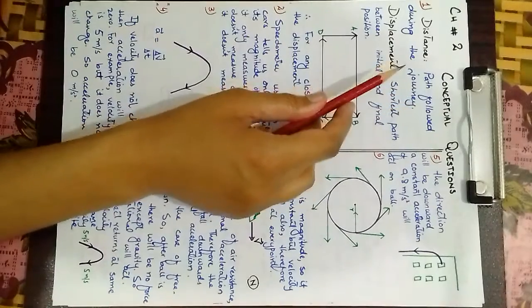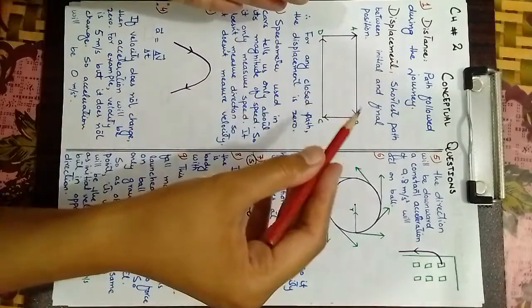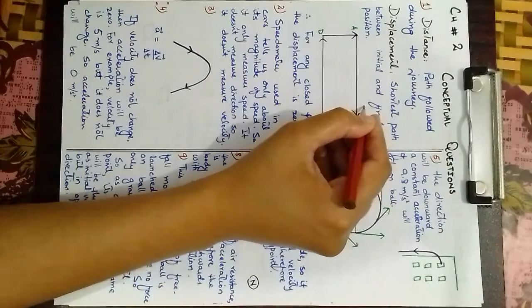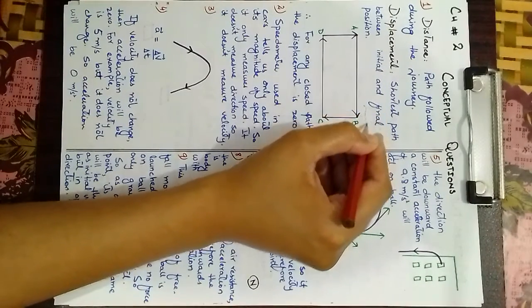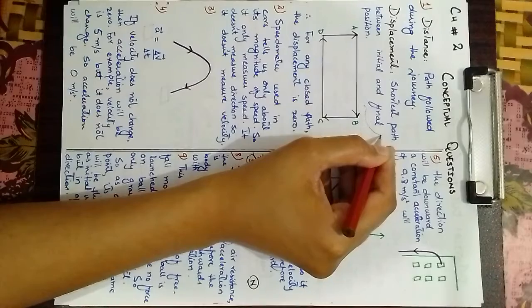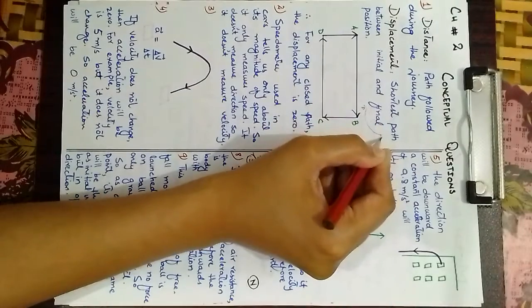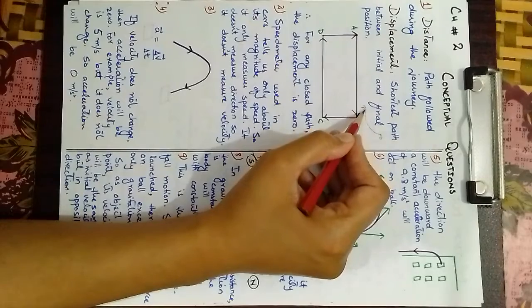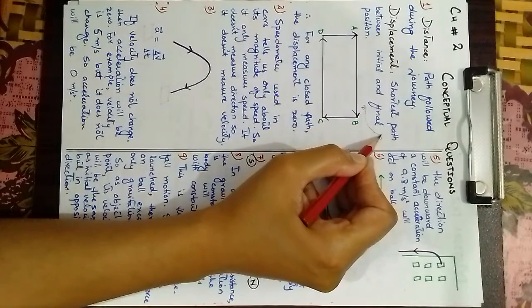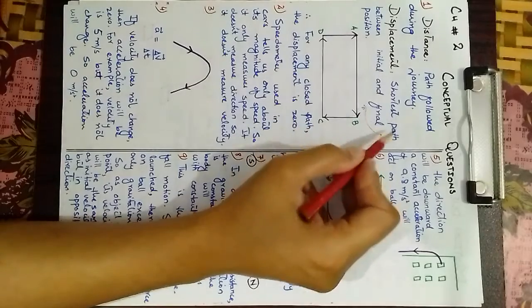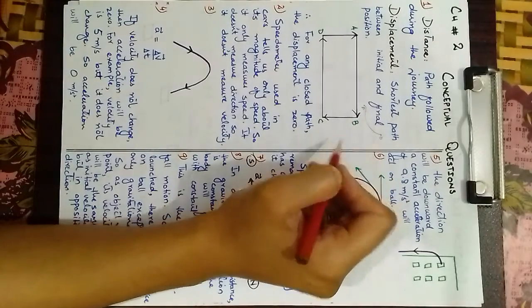Path followed during the journey is called distance, right? So for example, a car just starts from here and starts traveling and ends at the point B right over here. So let's say it's point A and this is point B. In this case, this curved path followed by the car is actually the distance. This is the whole path followed by the car during its journey.